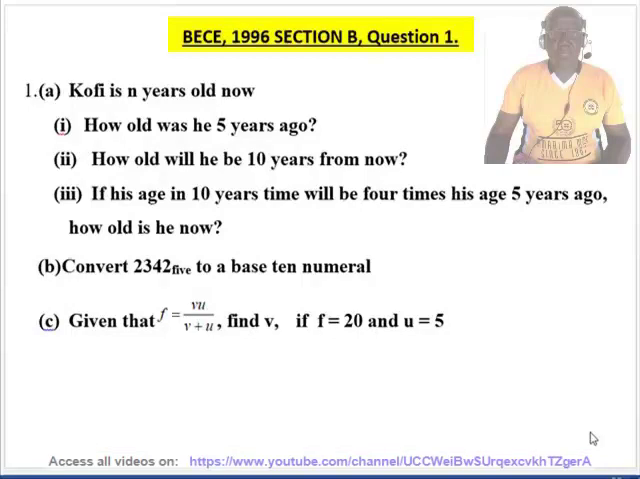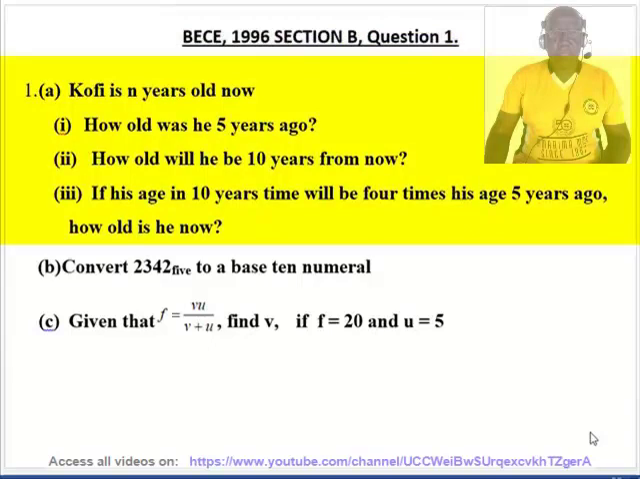EAEC, 1996, Section B, Question 1. 1A. Kofi is n years old now. I. How old was he 5 years ago? II. How old will he be 10 years from now?